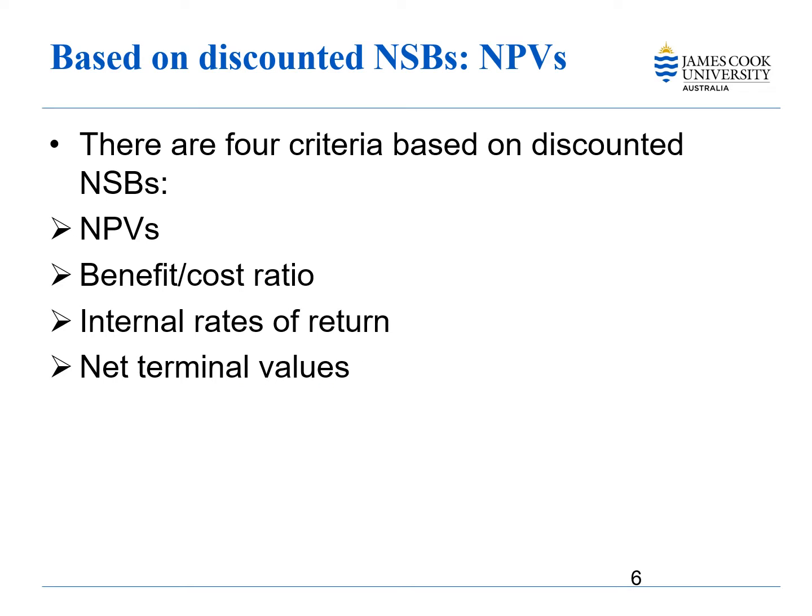Right. There are 4 criteria based on discounted net social benefits. One is NPV, which is the one we are using. Second is benefit cost ratio. Third is internal rate of return. Fourth is net terminal value.